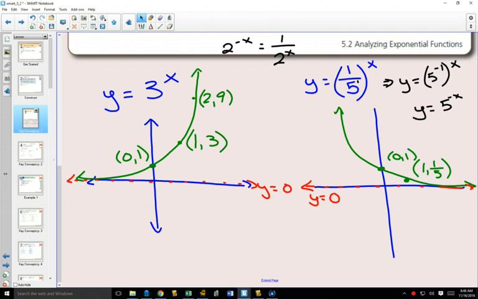So we have two basic types of parent graphs, ones that are increasing and ones that are decreasing. In our transformations unit, we did the square root graph, the x cubed graph, and the x squared graph. Those were basic graphs where you knew the parent graph. With exponential functions, there are thousands of parent graphs because the base can change. And then you have to be able to do transformations with each one. So we're going to do example one.